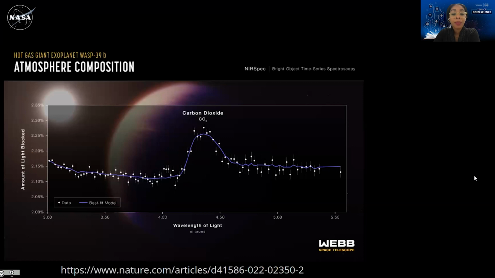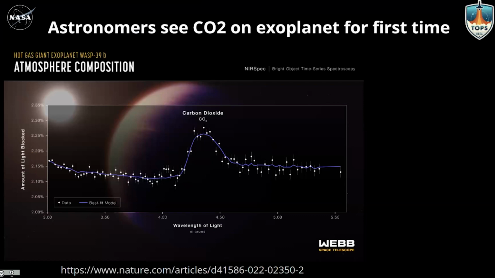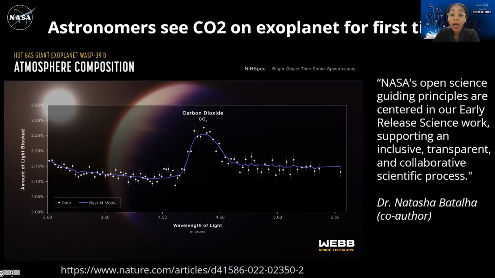All right, so spotting carbon dioxide in a planet's atmosphere is a stepping stone towards detecting life beyond Earth. In September, astronomers found the first evidence of CO2 in an exoplanet's atmosphere. If you're looking at the graph on the screen, you'll be able to see the results that were possible because of NASA's open science principles that were embraced by the exoplanet community. This enabled the rapid discovery using the James Webb Space Telescope data.